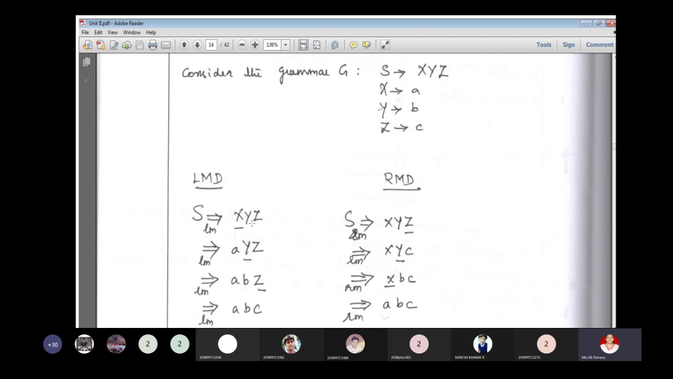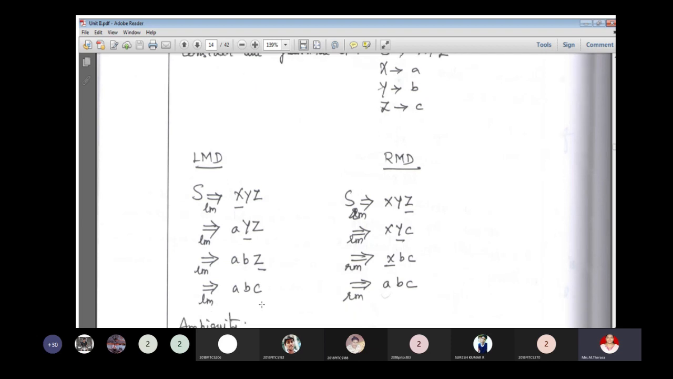And out of these two, Y and Z, Y becomes the leftmost. So this Y is replaced with B. And next you are left with only one non-terminal, that is Z. You can replace it by C. Next we'll see rightmost derivation.